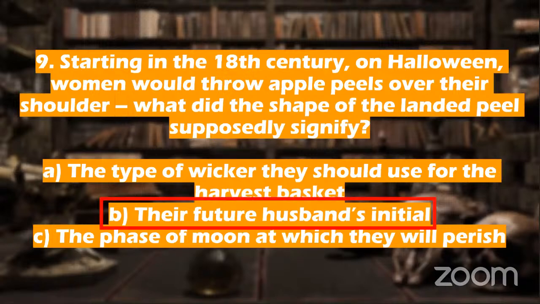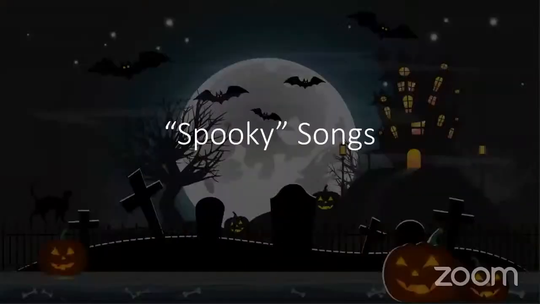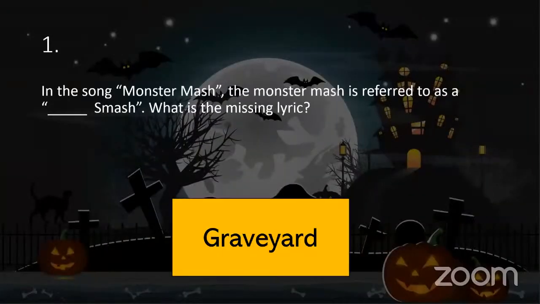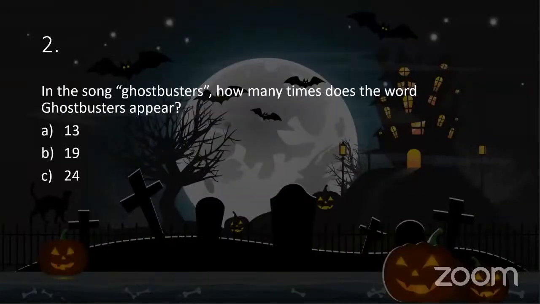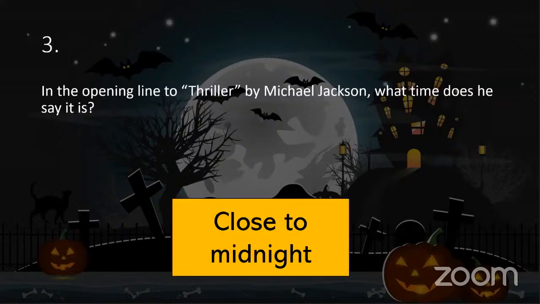Isn't that lovely? And then it was, of course, Chicken Feed. Chicken Feed was this one. Spooky songs. This was the Graveyard Smash. It appears 19 times. This one, close to midnight was what we were after. We'll accept midnight, but what we wanted was close to midnight.